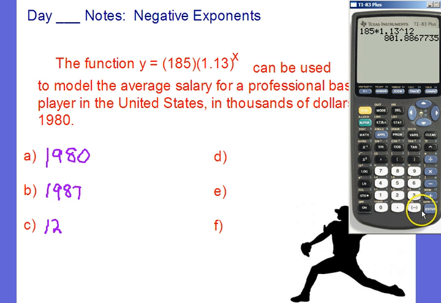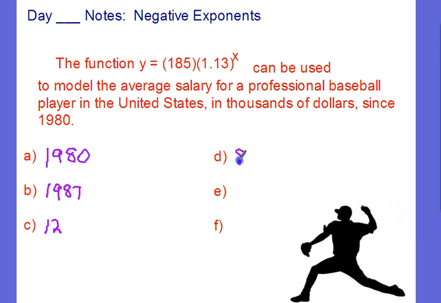And we would get an answer of 801.89 if we're rounding it. So they want this in thousands of dollars, so we actually wouldn't round that. So this is 801,887. So 801,000, because it's in thousands, 887. So according to this formula, we're looking at an average salary of just over $800,000.